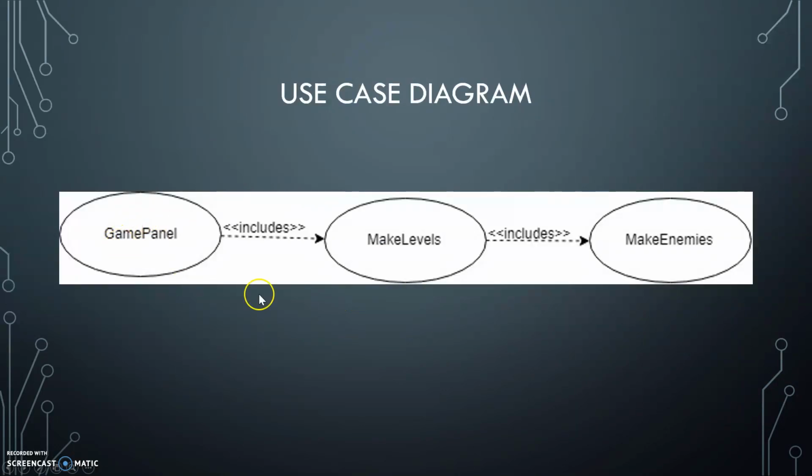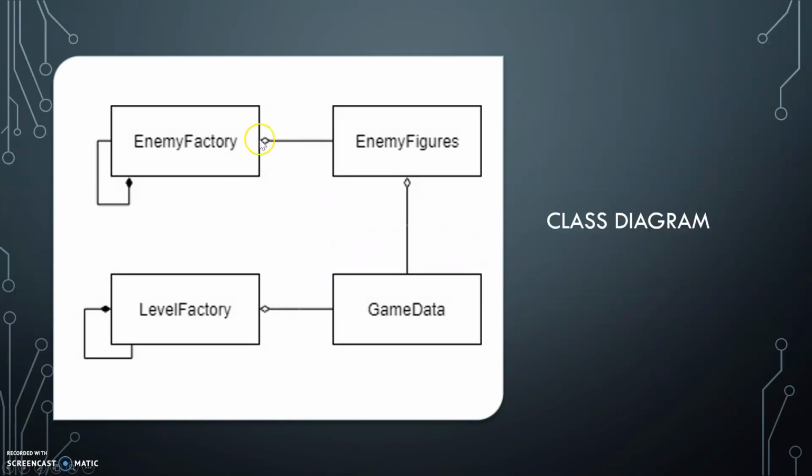As you see here, the game panel includes make levels, which includes make enemies, because you can't make levels without enemies. And the game panel has to be able to make levels. Alright, so we made both of these singleton patterns. As you can see here, the game data has enemy figures and a level factory, and the level factory will access the game data, and therefore the level factory indirectly accesses the enemy factory to create the enemies.